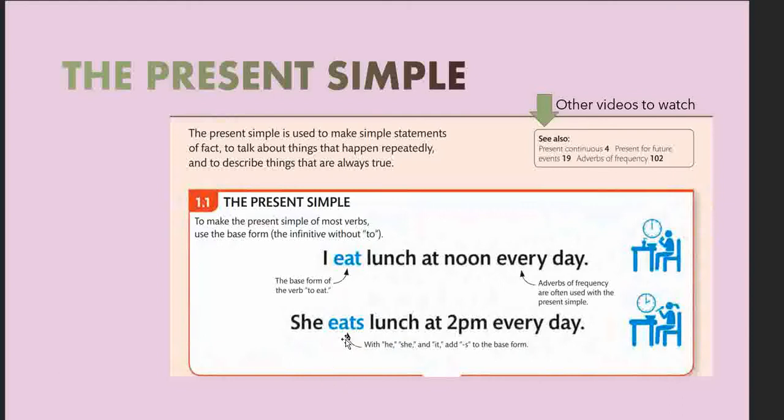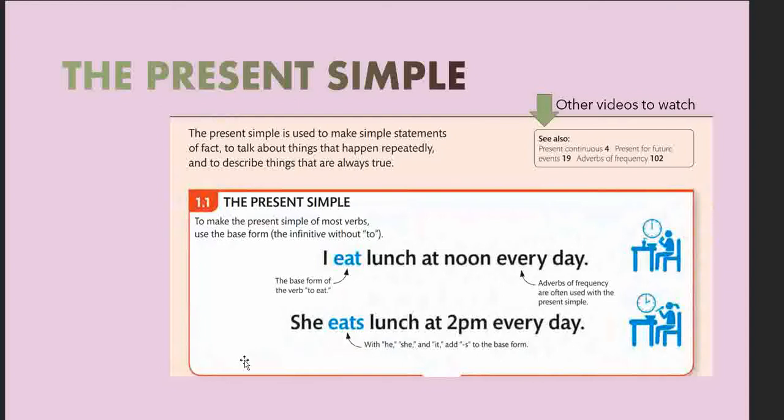Now then, the additional information that I have given is that with he, she, it, add an extra s to the base form. Remember the rule: the first person pronoun I will go with the base form of the verb, and he, she, and it will take an s along with it.